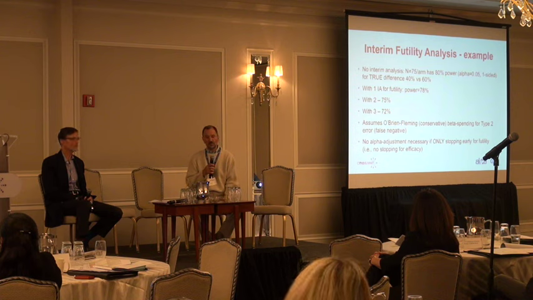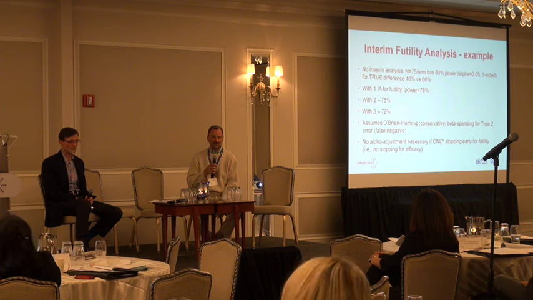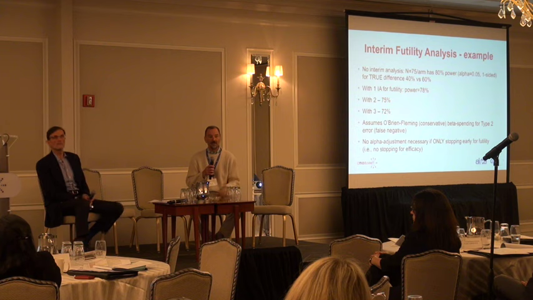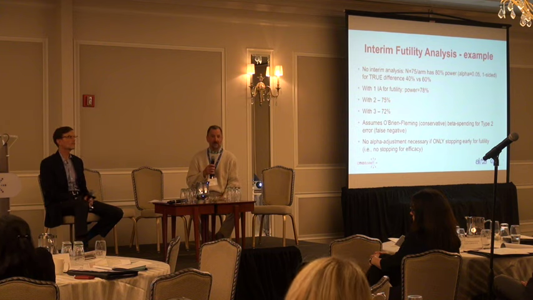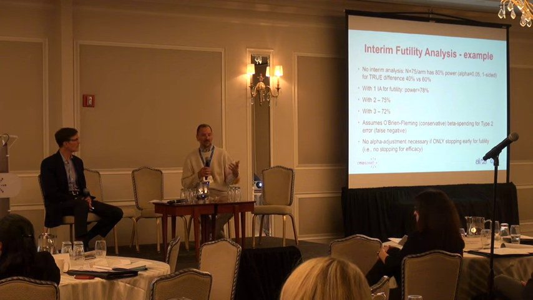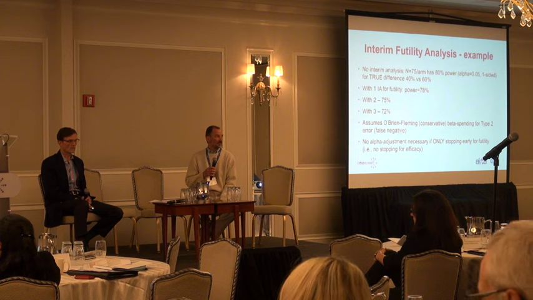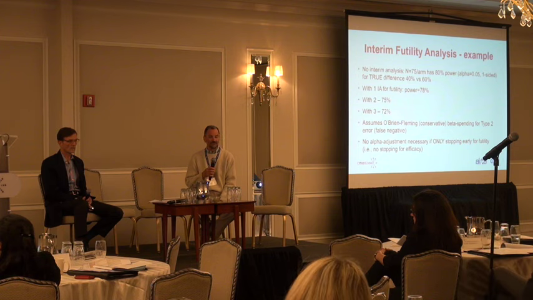So if we start with the example trial at 75 per arm, that had 80% power for that 20% difference. If we put in one interim analysis for futility, we reduce the power by a couple of percent because we're introducing another chance to stop for futility. And then if we introduce a second interim, it goes down a little bit further, a third a little bit further. And that's for a conservative beta spending, type 2 error, false negative spending function. And again, there's no alpha adjustment when you do only futility stopping.